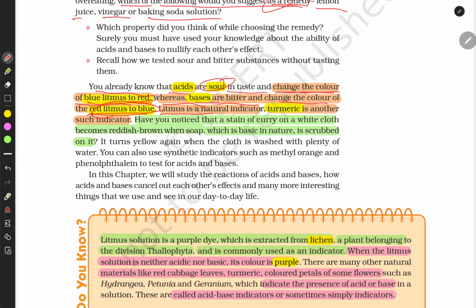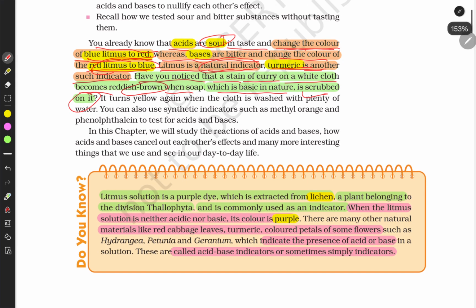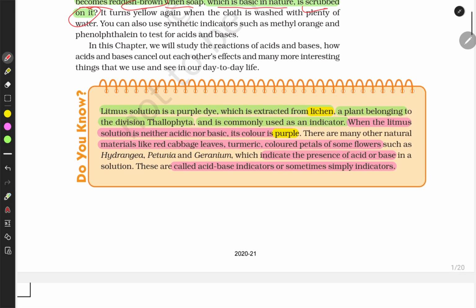So what is litmus? Litmus is a natural indicator. Turmeric is another such natural indicator. Have you noticed that a curry stain on a white cloth becomes reddish brown when soap, which is basic in nature, is scrubbed on it? Why is this happening? We are going to study it in this chapter.